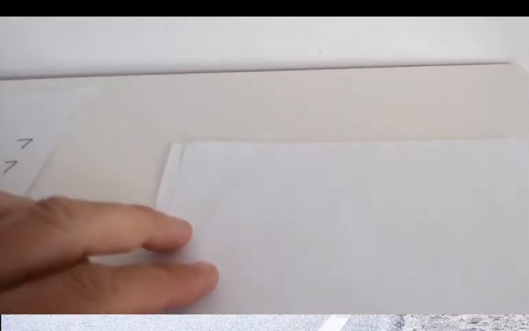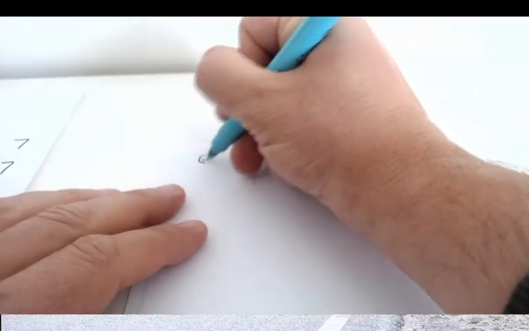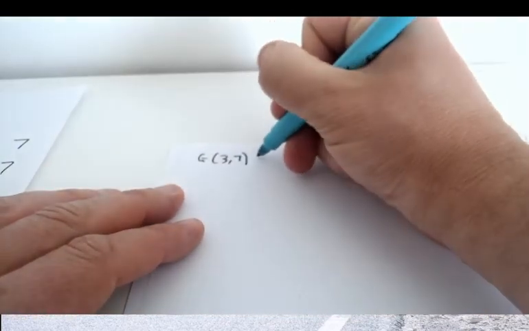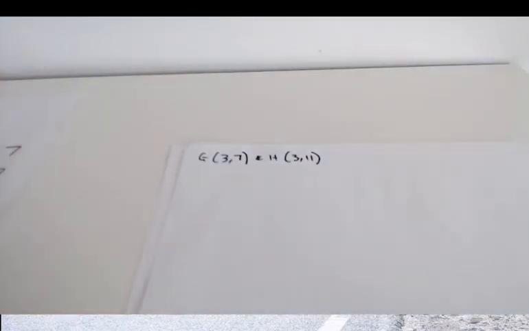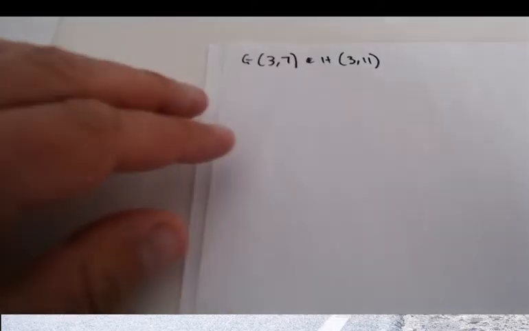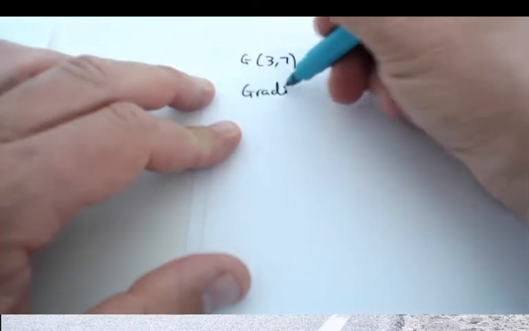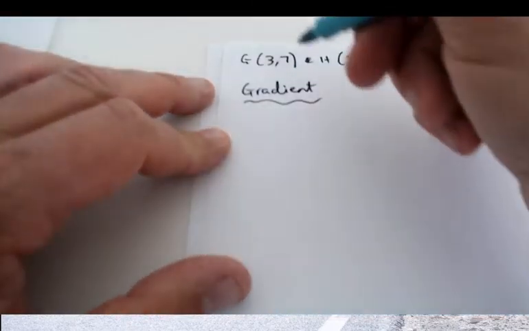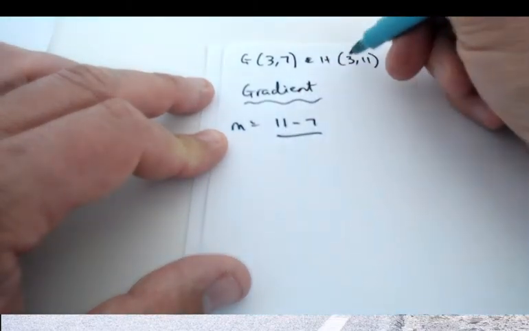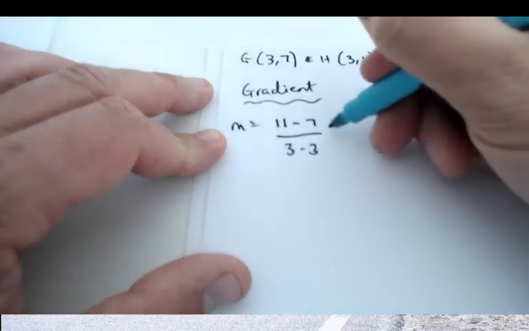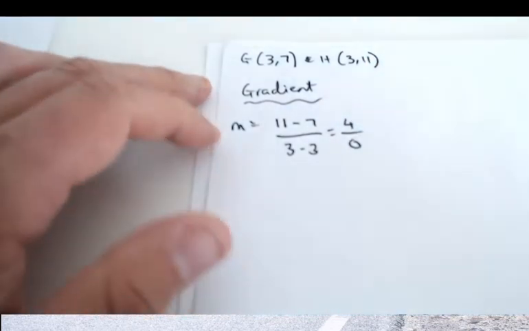Okay, let's move on to something that requires a little bit of thought. This time we're going to go with G, which is 3,7, and we're going to go with H, which is 3,11. And I want the perpendicular bisector of that line, if I drew it, which I'm not going to do right at this second. So first things first, like the other ones, gradient. So my gradient is going to be 11 take away 7 over 3 take away 3, which is 4 over 0.